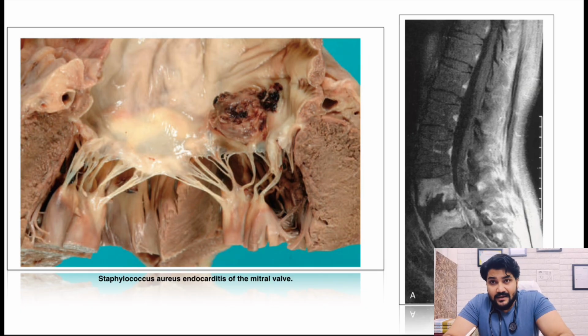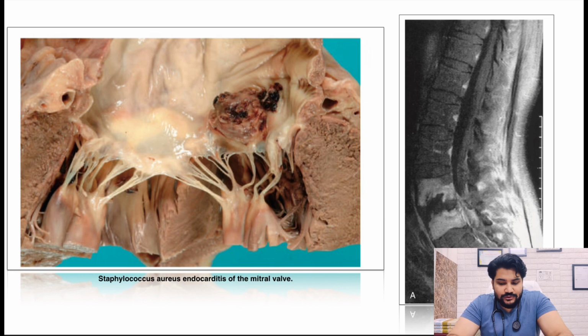Wherever you are seeing a kid or child having pain, femur pain or back pain, you should suspect osteomyelitis. And one very important clinical feature of osteomyelitis is that when you see the abscess, it will be like a ball.